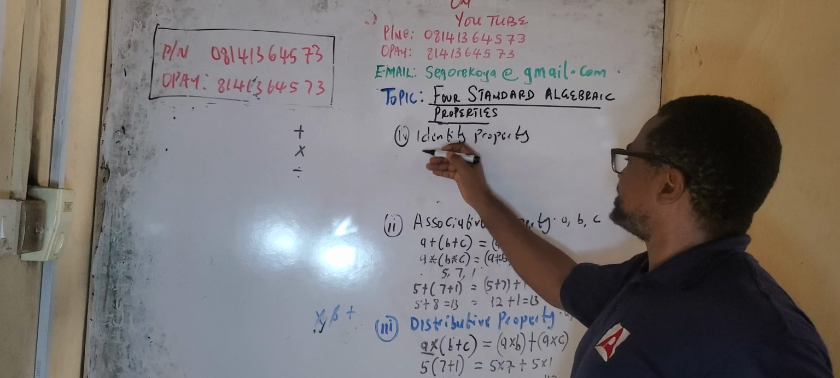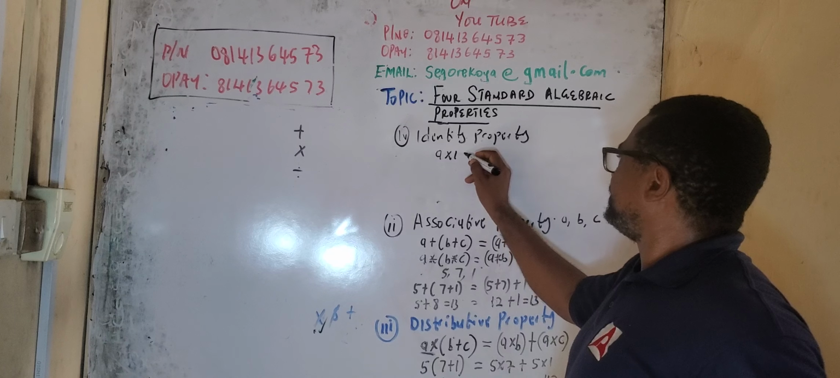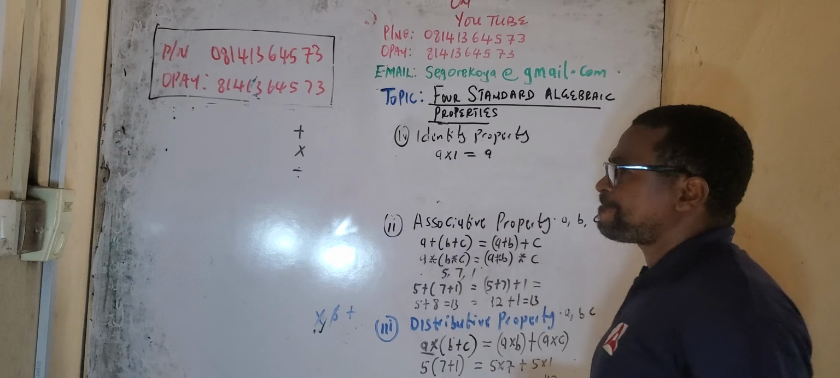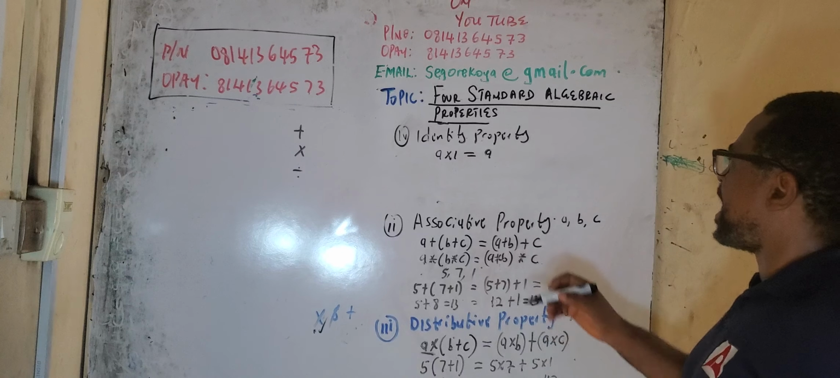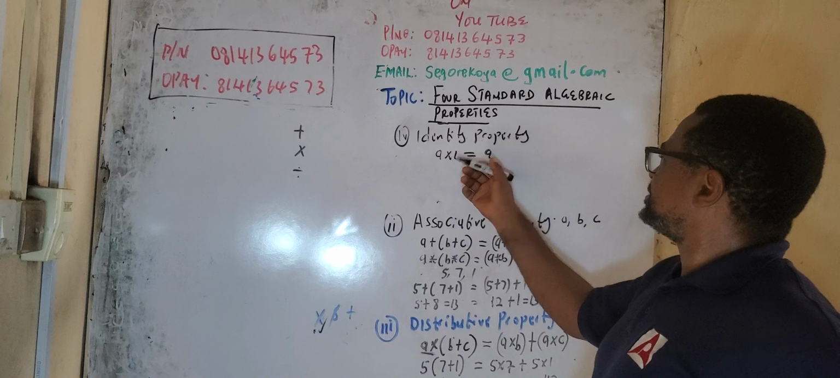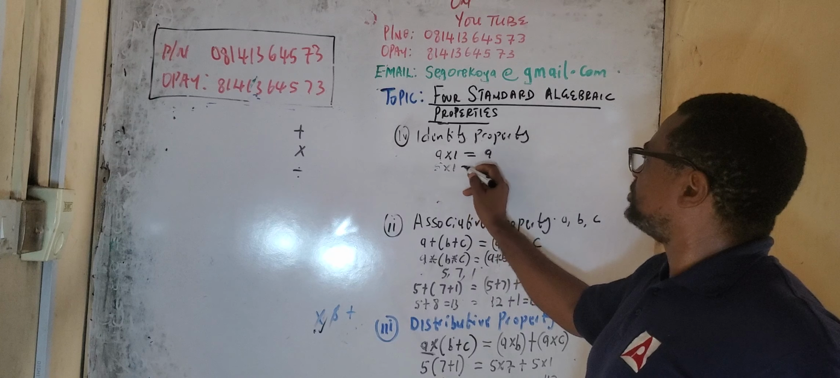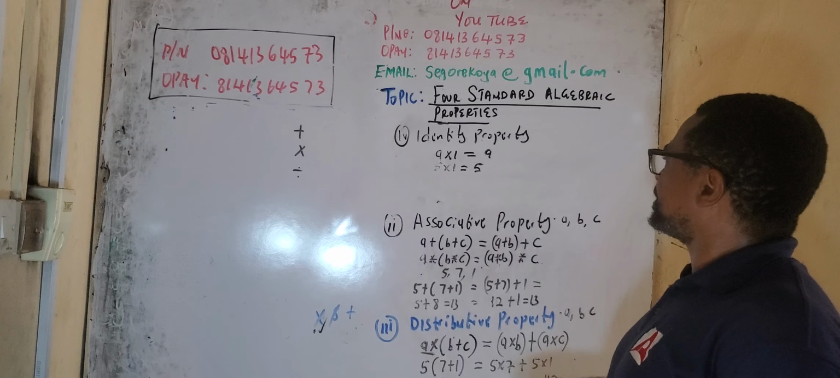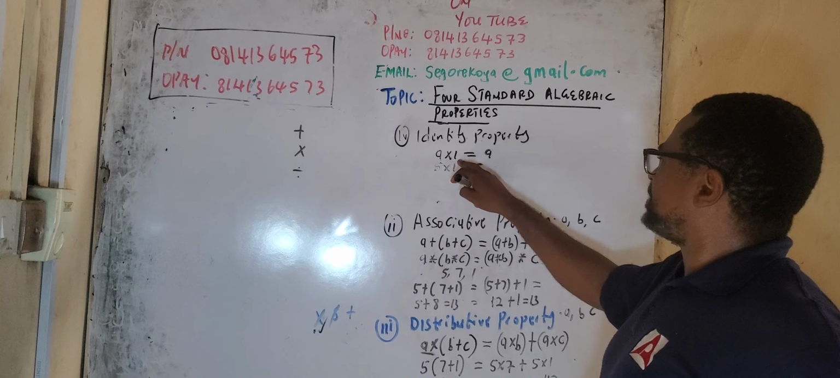If I have this element A times 1, it is the same thing as this A. If my A is 5, let's say, 5 times 1 will always give me 5. That is the identity property. So the identity there is this particular one.